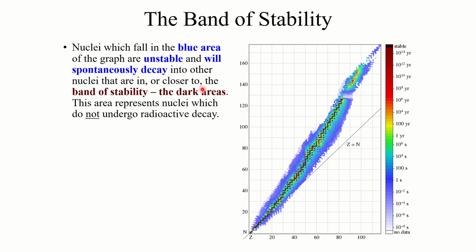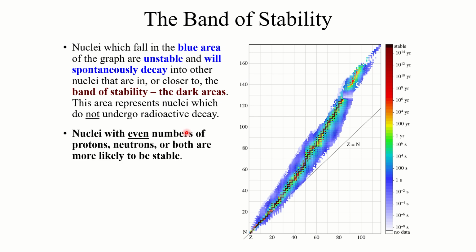Nuclei which fall in the blue area of the graph, so all of these blue dots, are unstable, and they will spontaneously decay into other nuclei that are in or closer to the band of stability, the dark areas. This area represents nuclei which do not undergo radioactive decay.